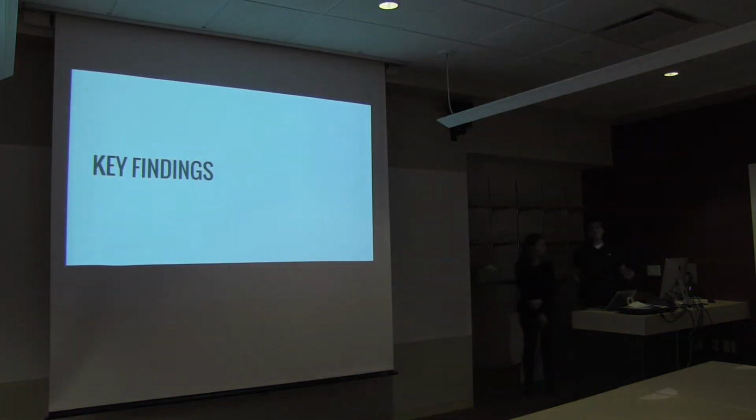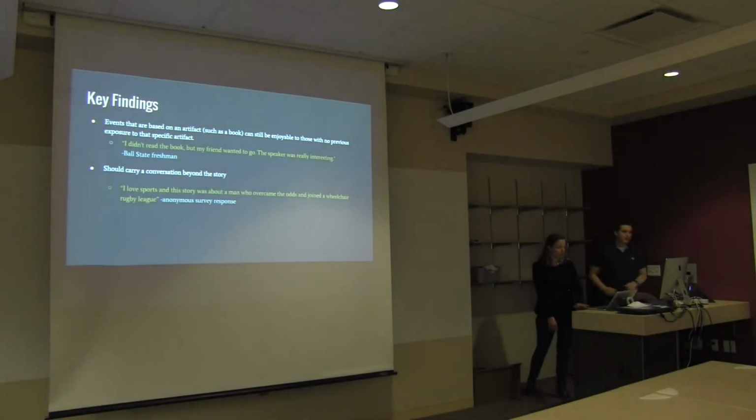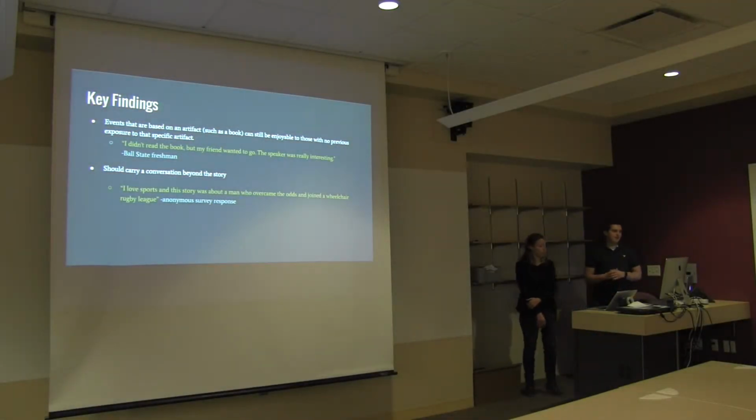So from all this research, we developed key findings that would help us not only fulfill the problem statement and problem space, but also construct Conversation Circle. Our first key finding is that events based on an artifact, such as a book, can still be enjoyable to those with no previous exposure to that specific artifact. A Ball State freshman said, "I didn't read the book, but my friend wanted to go. The speaker was really interesting."